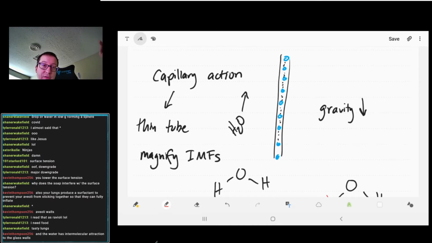Depending on how thin your tube is, if it's a pretty wide tube, it's going to only move up a little bit. If it's a very narrow tube, it's going to go all the way up. And so you're going to see that this is going to help go against gravity. So yes, Kevin has also mentioned that for glass, water is attracted to glass, or if it's in a plant or something, there are things in those cells that the water is attracted to that again help keep it moving up.